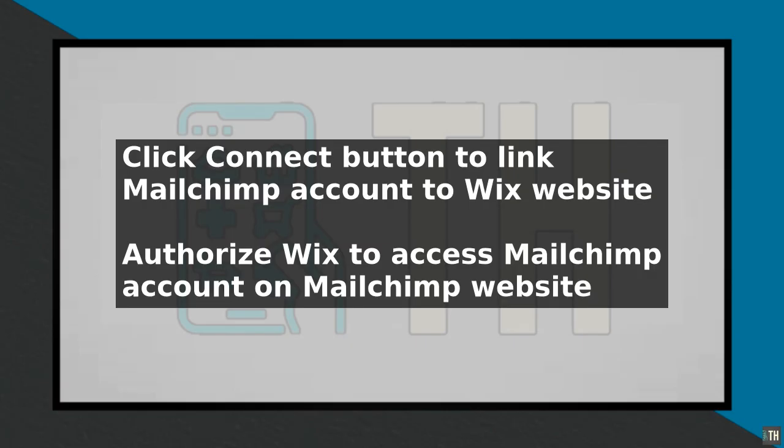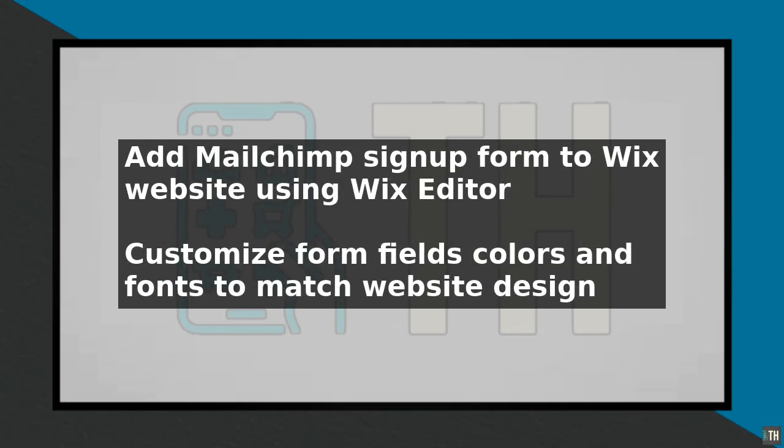On the Mailchimp website, click on the Authorize button to grant Wix permission to access your Mailchimp account. You will be redirected back to your Wix website, where you can configure the Mailchimp app settings. Here, you can choose which lists to sync with your Wix website and set up other options such as double opt-in and welcome emails. Next, you need to add a Mailchimp sign-up form to your Wix website.